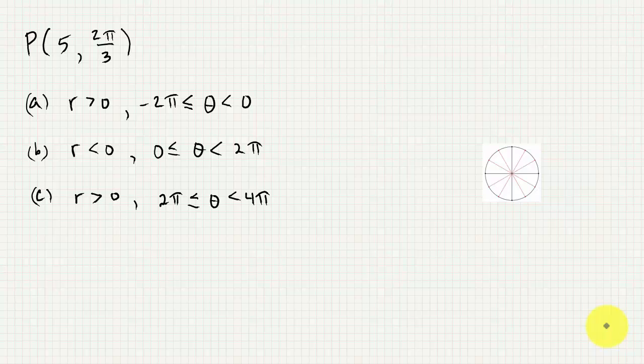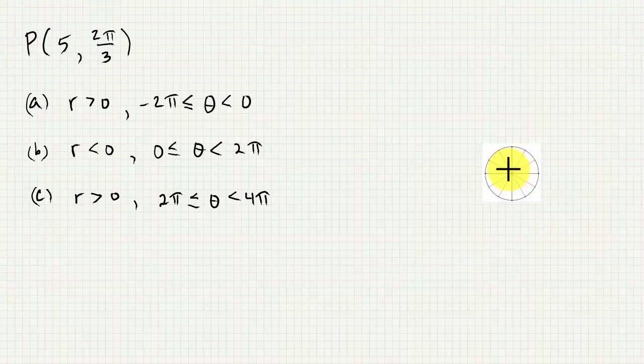All right, in this example, we're going to look at a point in polar coordinates and then come up with a few other representations of that same polar point. So the polar point we're looking at is (5, 2π/3). That means that we will be 5 units from the origin here. So radially, we will be out 5 units. And we would like to be at an angle of 2π over 3.